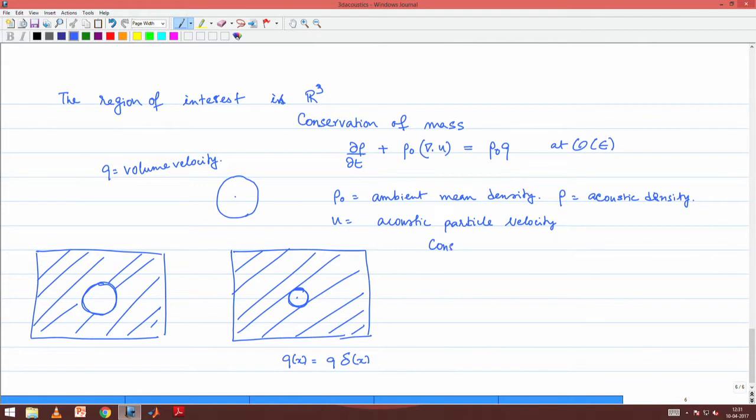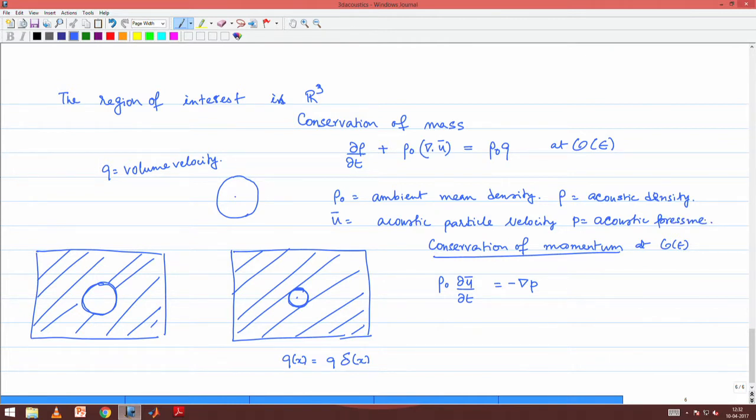Now, consider the conservation of momentum equation also. The conservation of momentum equation at order epsilon, which is the acoustic order, reads as rho 0 del u del t equals minus grad p, right, and u is a vector. U is the acoustic particle velocity, rho 0 is the ambient density, and p is the acoustic pressure. So, this is a vector equation. I could just turn this equation around by saying that rho 0 del u del t plus gradient of p equals 0 at order epsilon. This is what happens when there are no imbalances within the region.